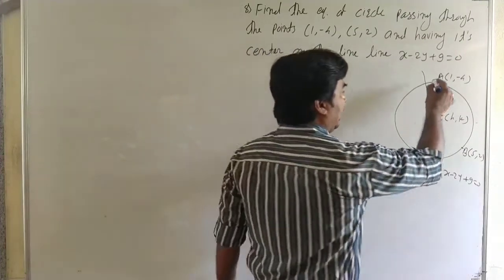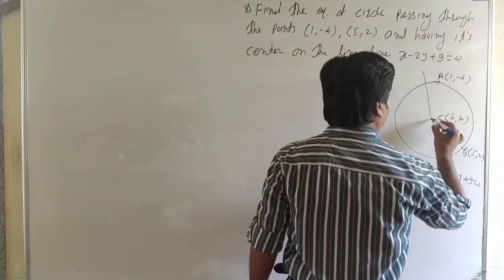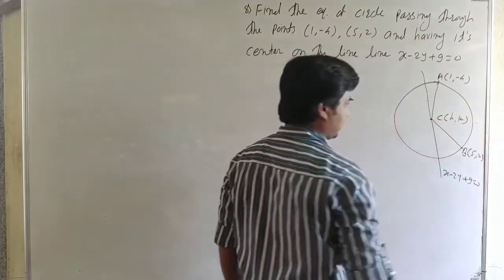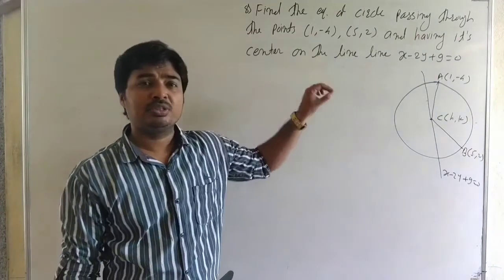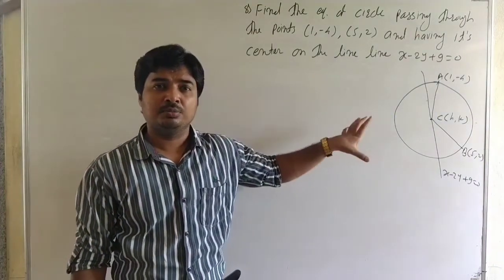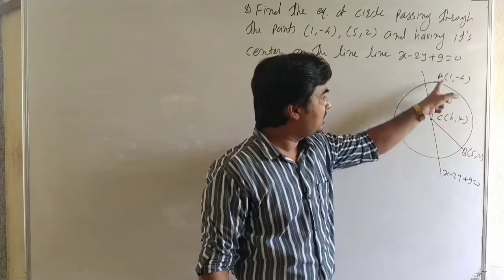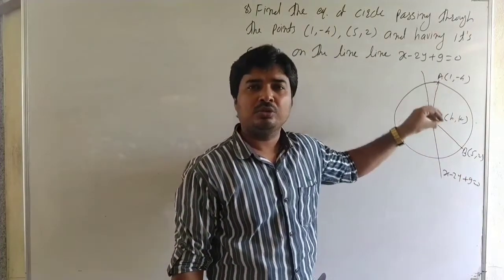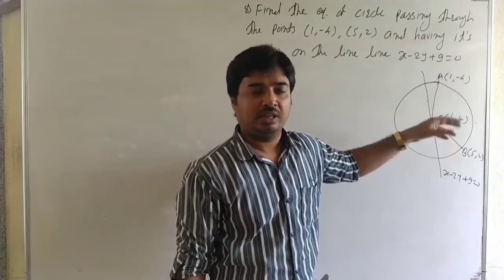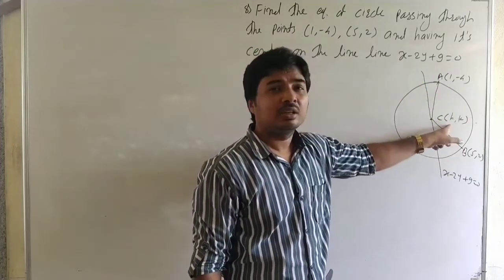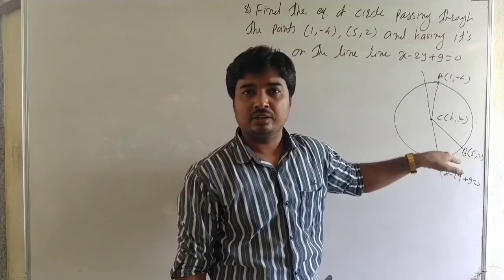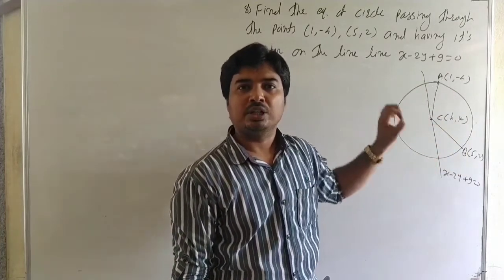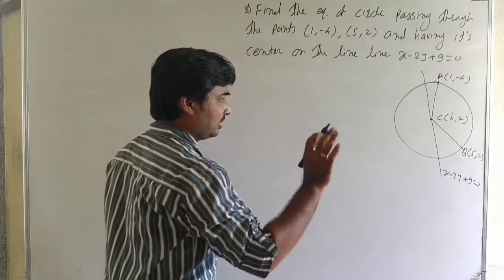A and B are points on the circle. Therefore, we know that CA and CB are the radius. So distance CA and distance CB are the same. By distance formula, we find the distance CA and distance CB, and both are equal. Then we get the second equation, and solving these two equations, we get the coordinates of the center, and then find the radius. After center and radius, we find the equation of circle. See carefully step by step.